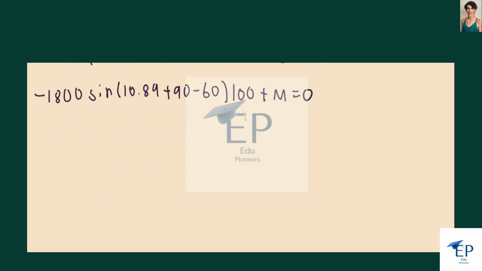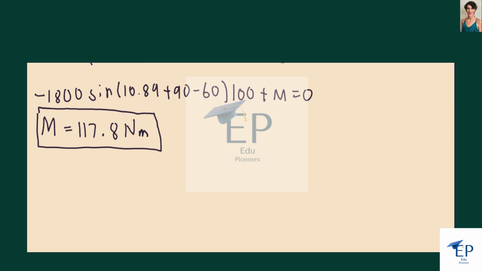And solving for M, we get a moment of 117.8 newton meters. And this completes part A. And now for part B, we're given an angle alpha that is equal to 90 degrees.